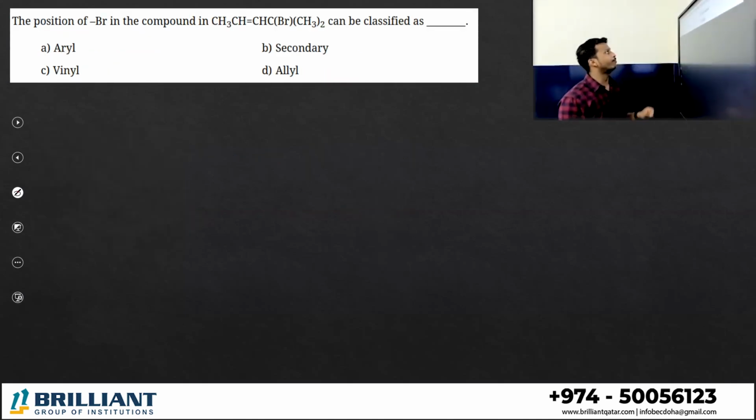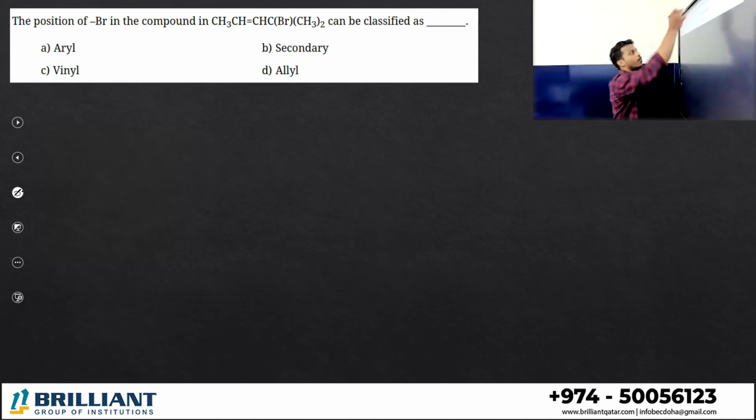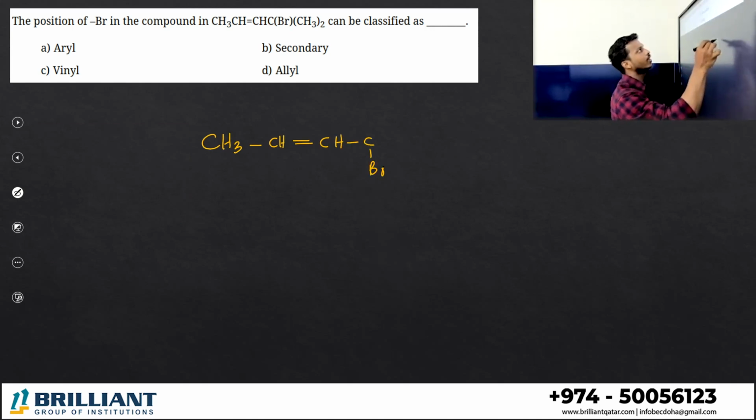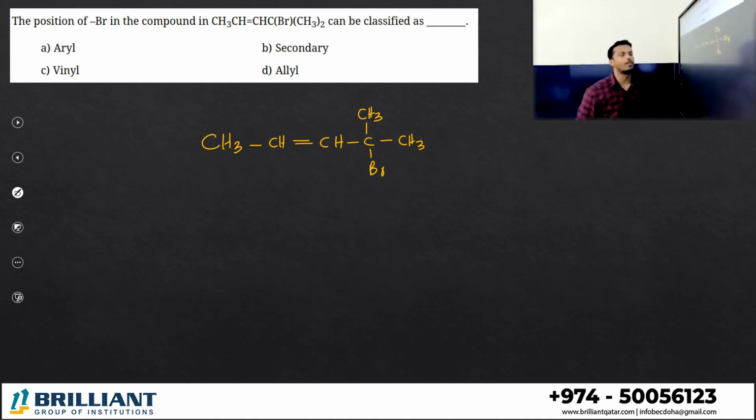The position of bromine in the following compound can be classified as what? What is the position of bromine in this compound? Simple. Let's go. What is the compound given? CH3, CH, double bond, CH, C, Br, and then CH3, CH3. Yes, student, this is the compound given. Which position is this? Let me revise all three topics, the major topics in this chapter. A, B, C.